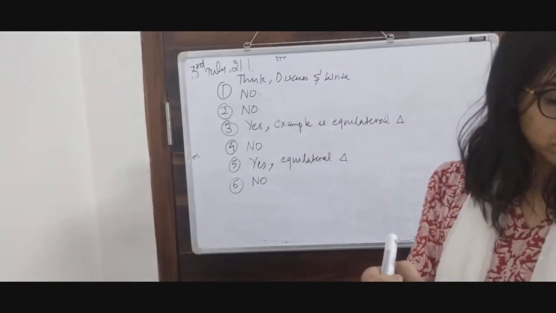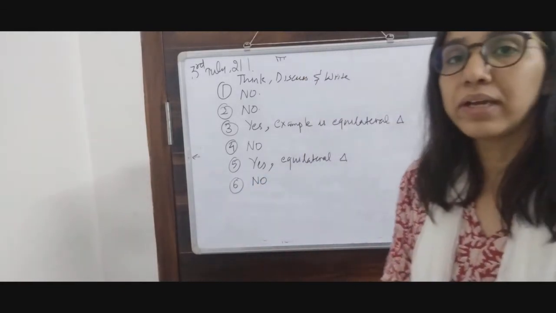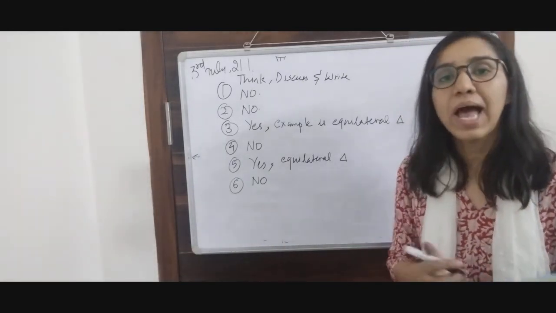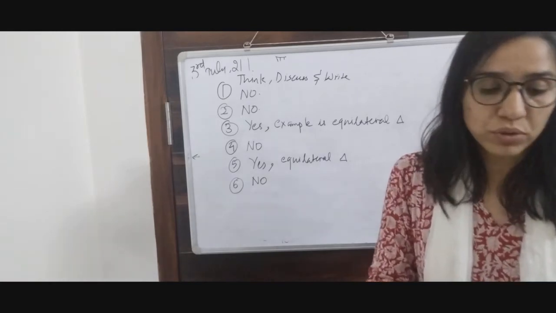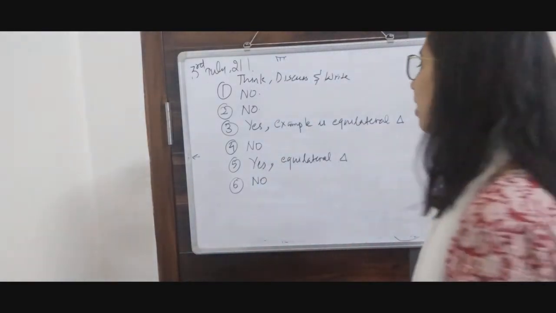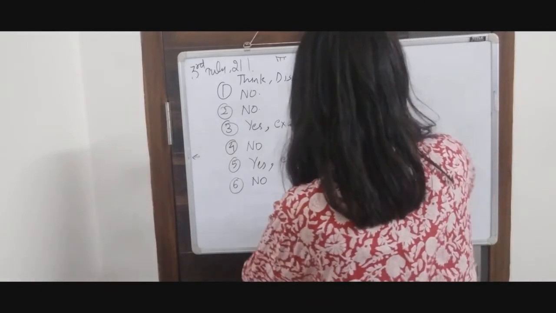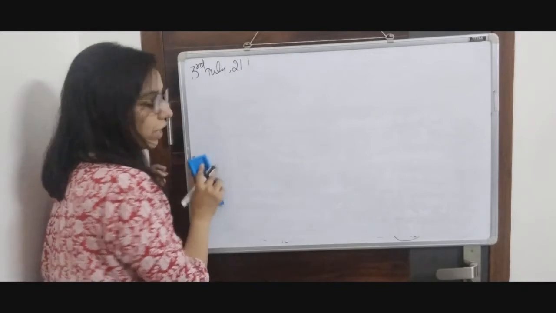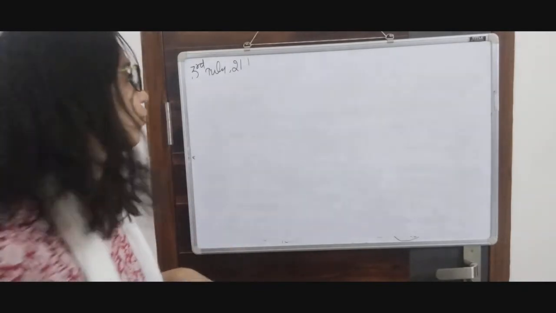Next we have two special triangles, the equilateral triangle and the isosceles triangle. We have heard about them earlier also. In an equilateral triangle, we know that all sides are equal, and in an isosceles triangle we have two sides equal. So we are going to write the properties of both of these.